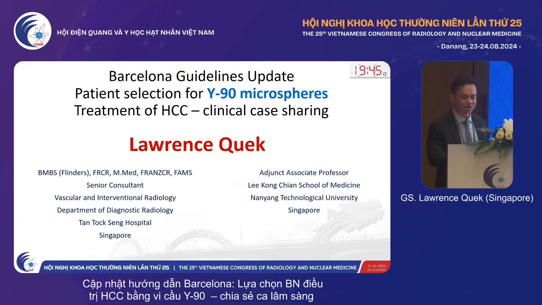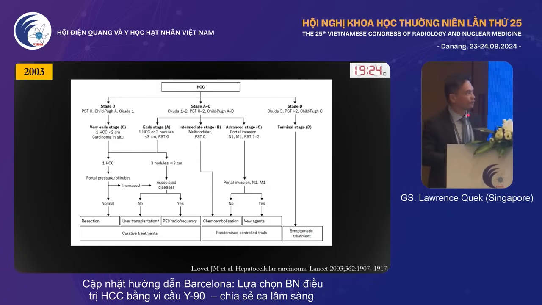And today I've been asked to talk about the Barcelona guidelines update, the paper published in 2022. A little bit dated, but it will still be nice to go through, along with patient selection for radioembolization and how we treated them even before the guidelines, in comparison. We'll do some clinical case sharing.